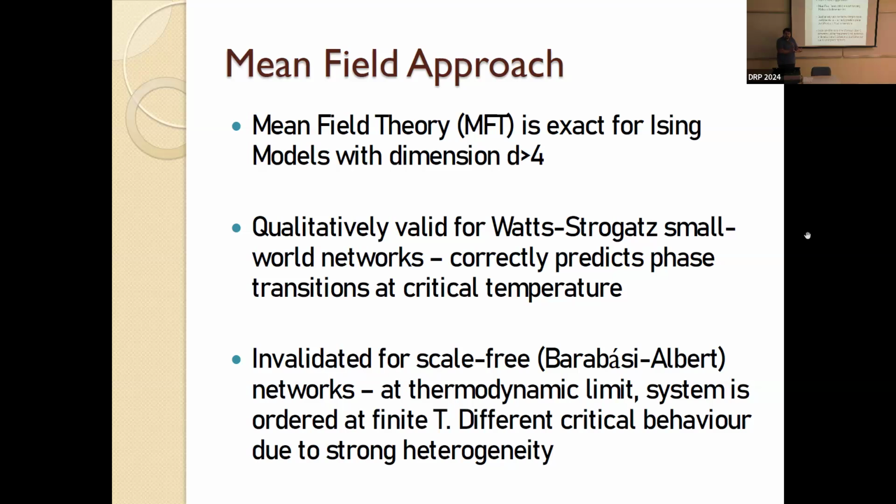However, for a scale-free network, such as a Barabasi-Albert network, at the thermodynamic limit, the system is ordered at a finite T. So the critical temperature for which the phase transition will occur goes to infinity. And this is not at all what the mean field theory says. And there's a question of why. It turns out this is due to the strong heterogeneity of the network, the strong variations and fluctuations of degree probabilities between different vertices.